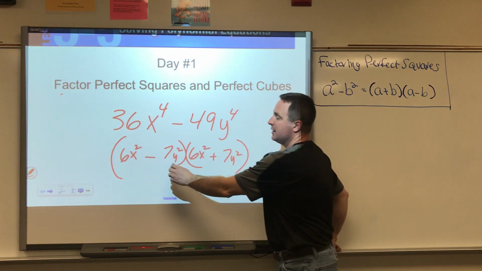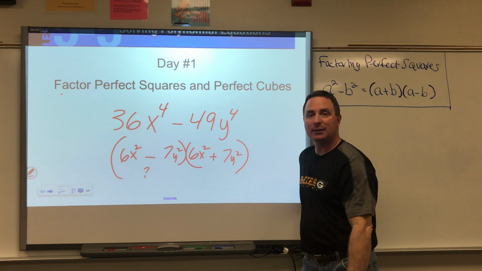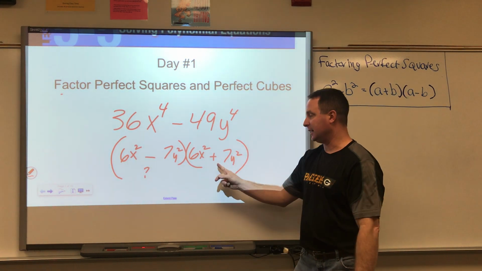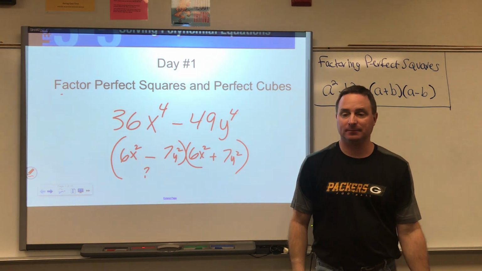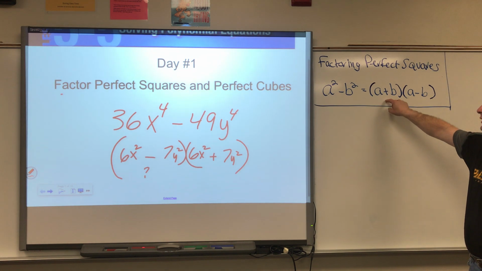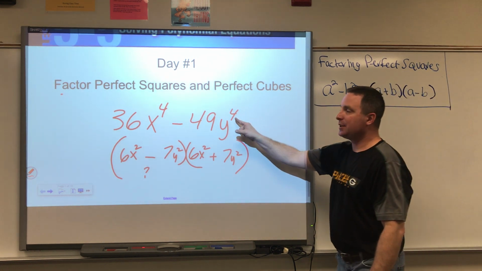And once again, can I go any further, especially with the minus one? Nope, 6 isn't a perfect square, neither is 7, and we're done. And we can't do anything with addition. Okay? So again, that's a quick review of this little pattern, factoring perfect squares, with the addition of maybe adding a bigger power.